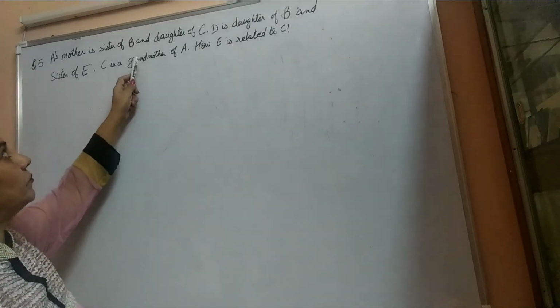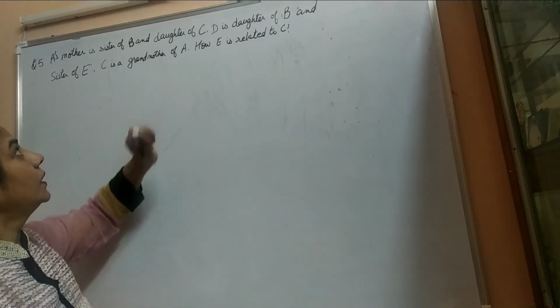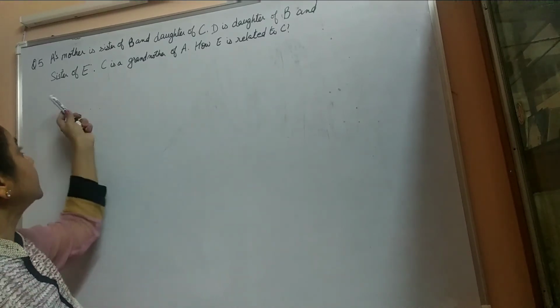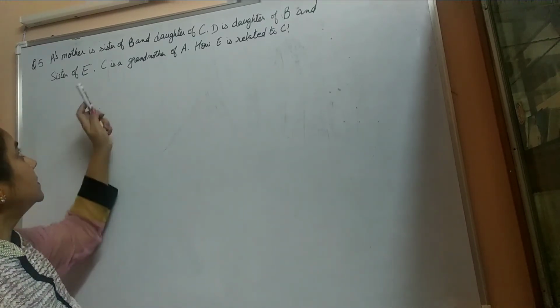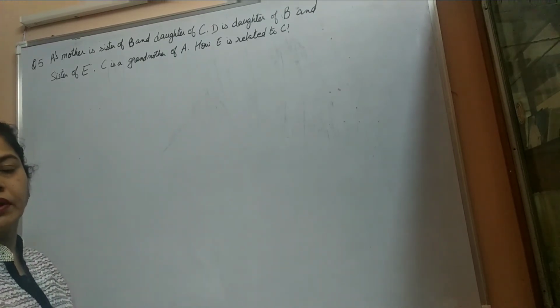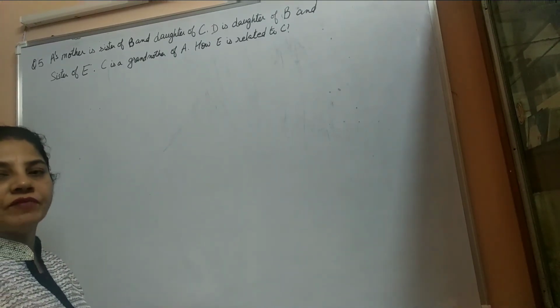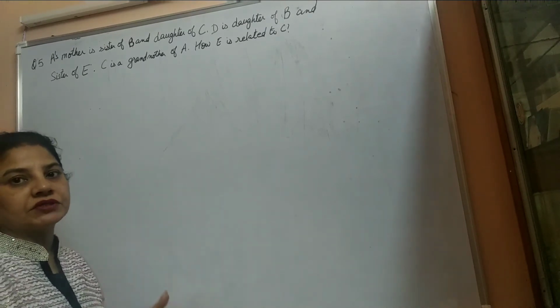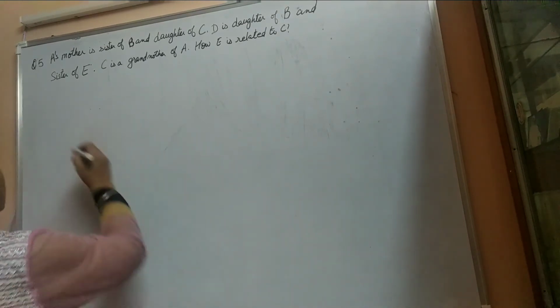A's mother is sister of B and daughter of C. D is a daughter of B and sister of E. C is a grandmother of A. How E related to C? First of all, we draw a family tree. Whatever information is given to us in the question, we draw a family tree for it.